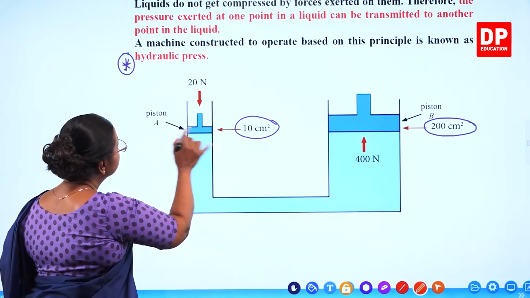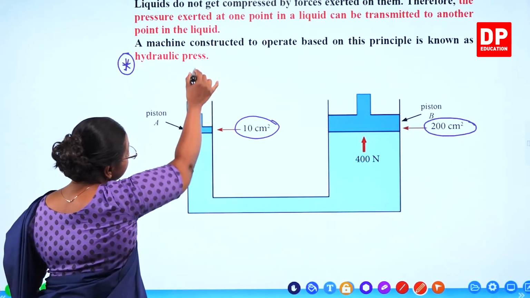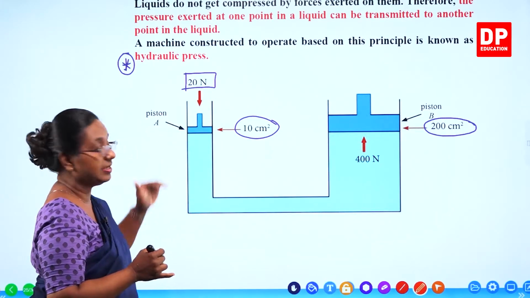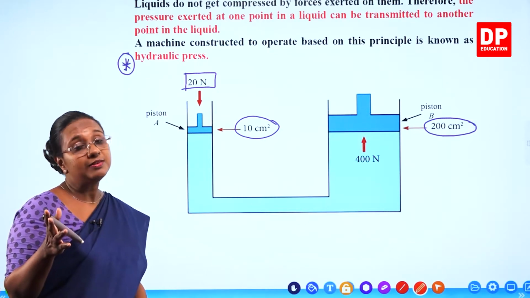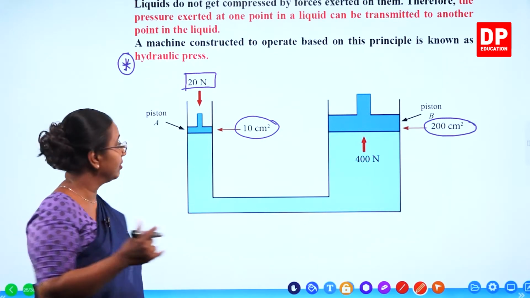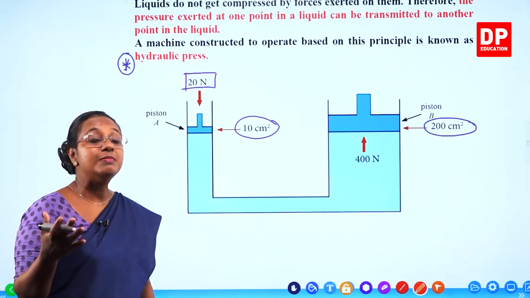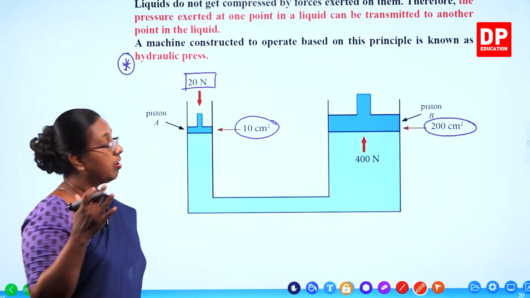We have a piston A on this side. So what we will do is, we will apply a force of 20 Newton on this piston. You push the piston down. So you all know what will happen when you push the piston down. This water will be pushed down. At the same time, we will be exerting a pressure on this water or the liquid.